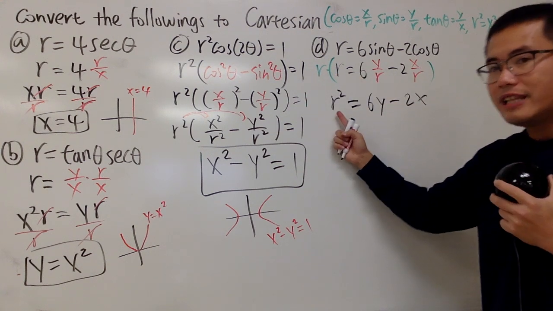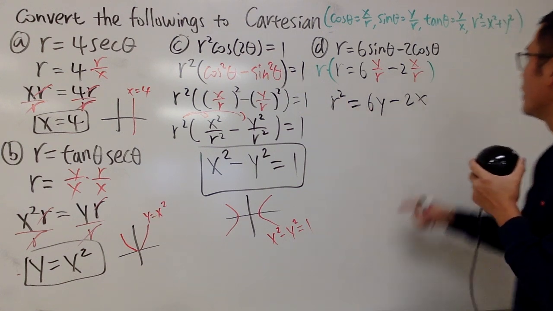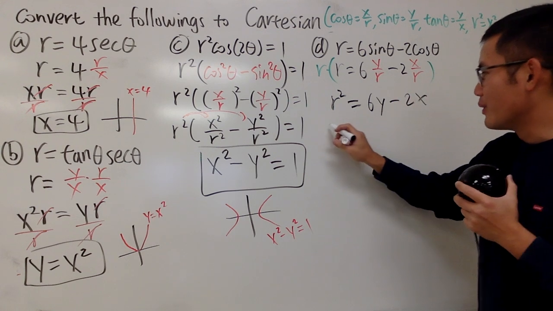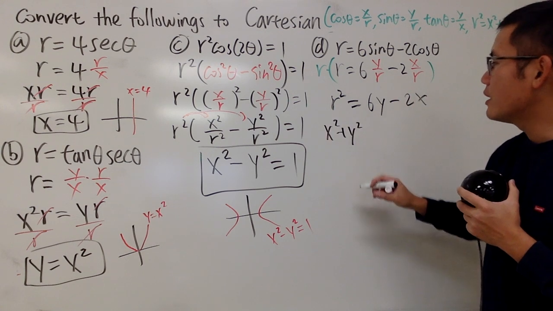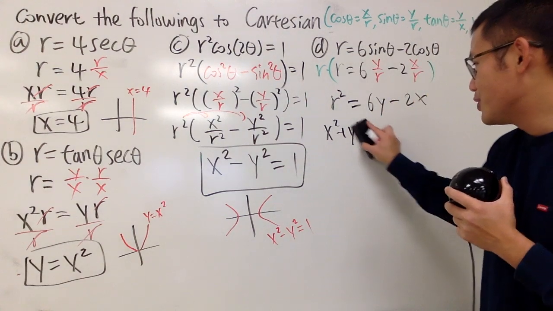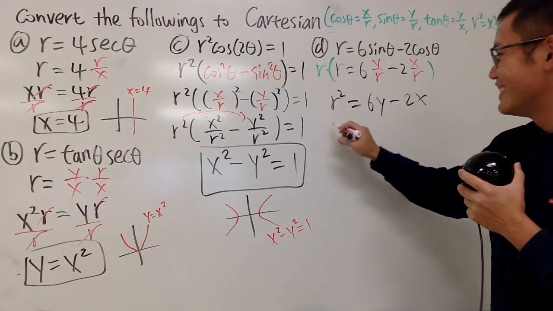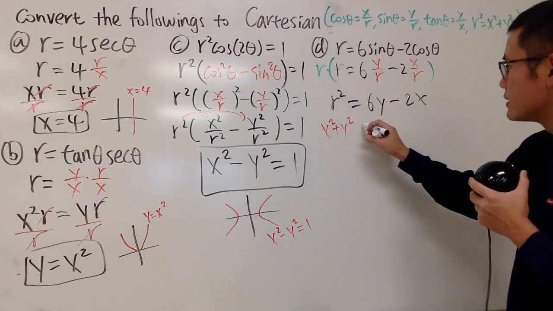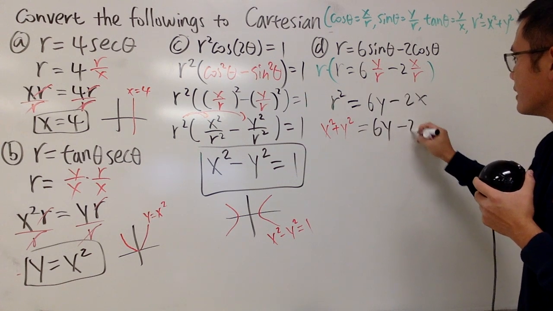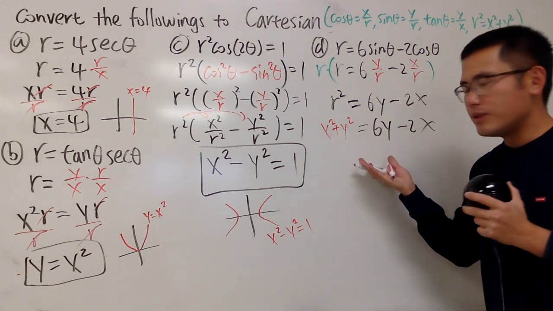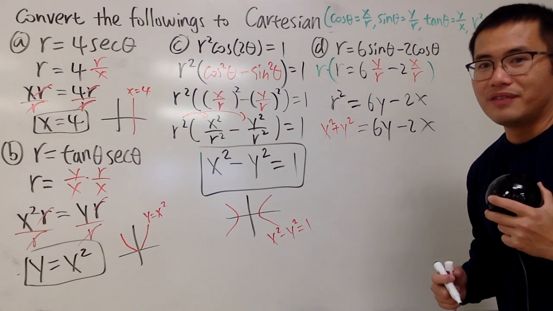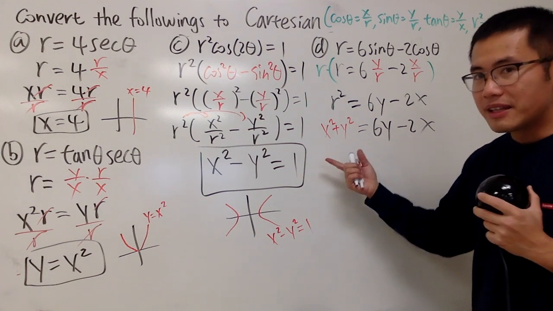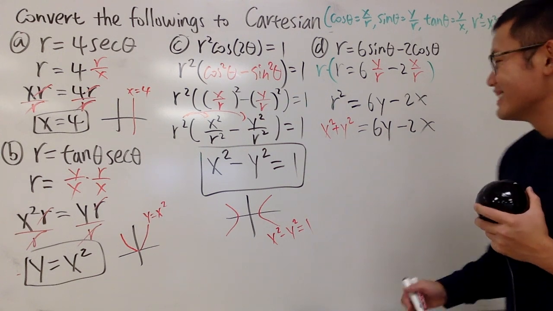And then, of course, we see that we have the r squared. For the r squared, we can replace that with this, namely x squared plus y squared. So x squared plus y squared for the r squared right here. And let me change color to make it prettier for you guys. x squared plus y squared, right? And of course, this is equal to 6y minus 2x. What kind of equation is this? In fact, it's going to give us a circle. And how can we see that? Well, we are going to move this to the other side and we'll complete the square and we'll see.